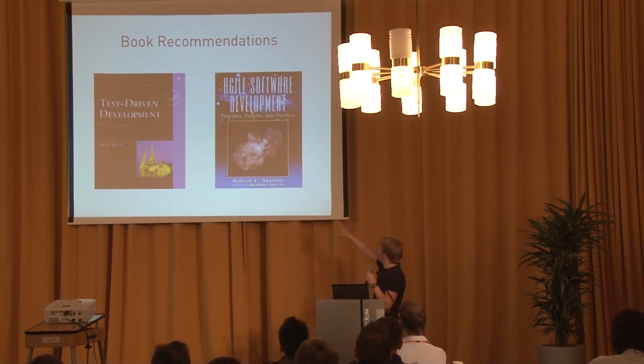On the right side we have Agile Software Development from Robert C. Martin, which I also can highly recommend. It explains things like basic principles of agile software development, of extreme programming, design patterns and stuff.